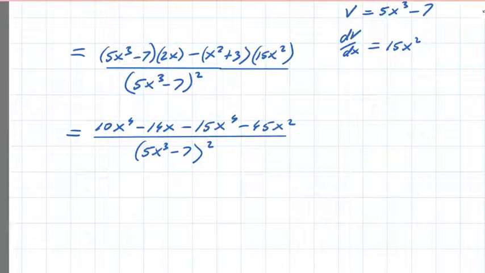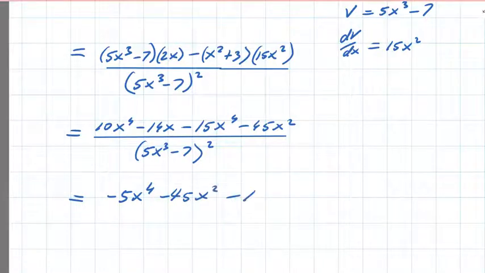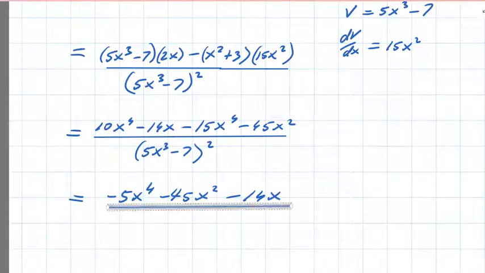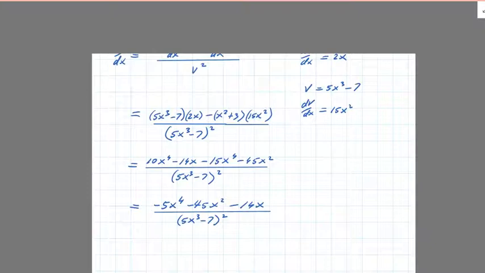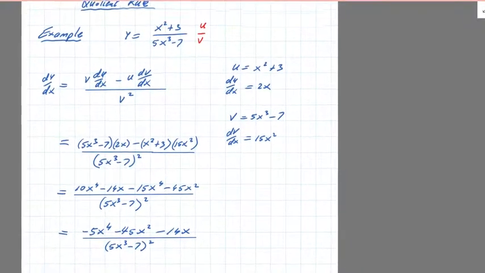So to finish off, we have 10x to the power of 4 minus 15x to the power of 4 is minus 5x to the power of 4. And we have minus 45x squared and minus 14x all over 5x cubed minus 7 squared. And that's it. So that's our first example of the quotient rule.